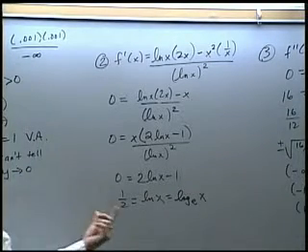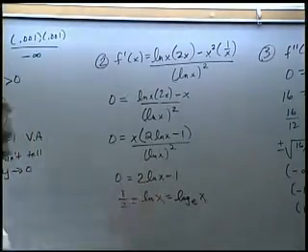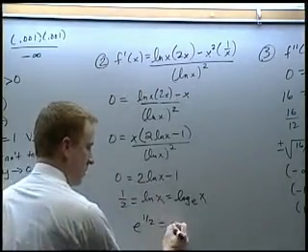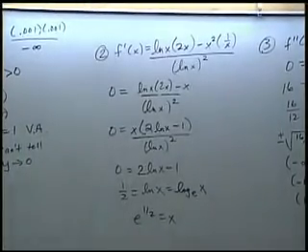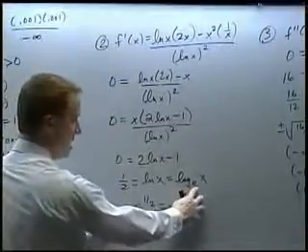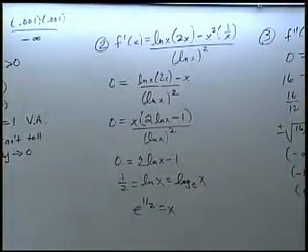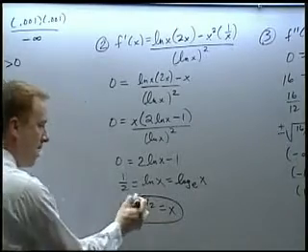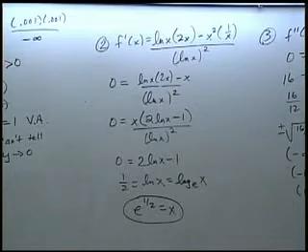Okay, and I know it's been a while since you've done this, but this will be e to the 1/2 equals x, right? It's just by definition. That's how you switch from logarithm to exponential form. It's this base to this answer equals this number here. And so I have a possible maximum or minimum at whatever e to the 1/2 is, or the square root of e.